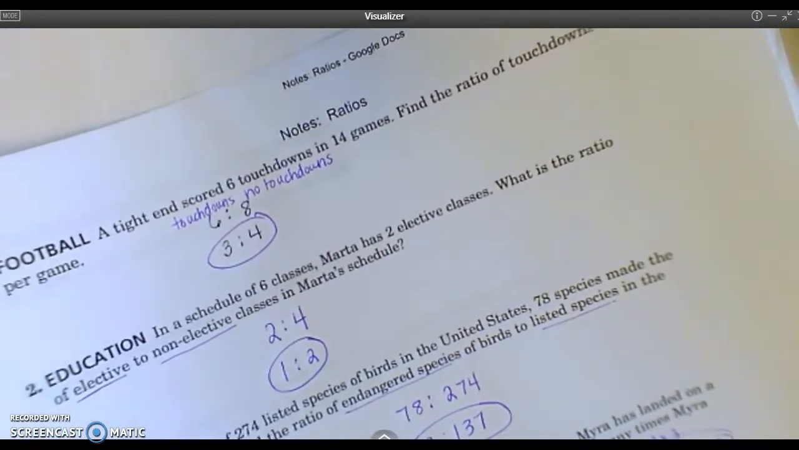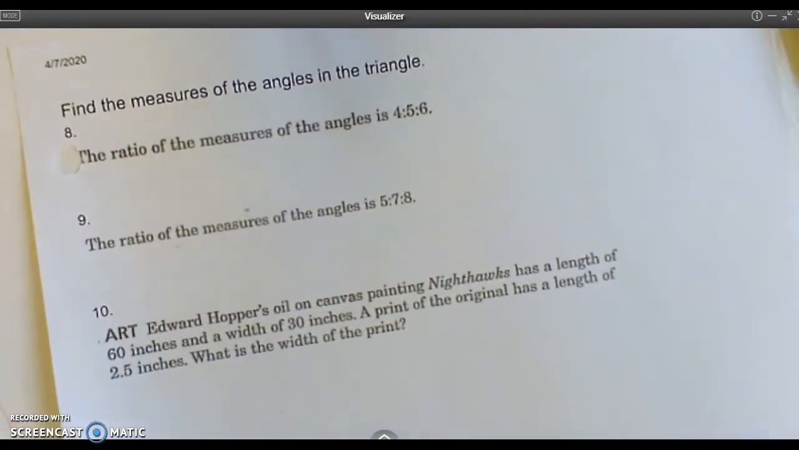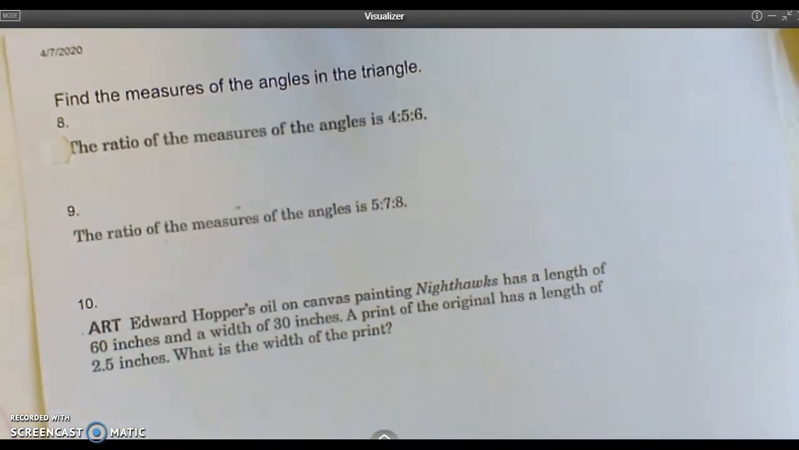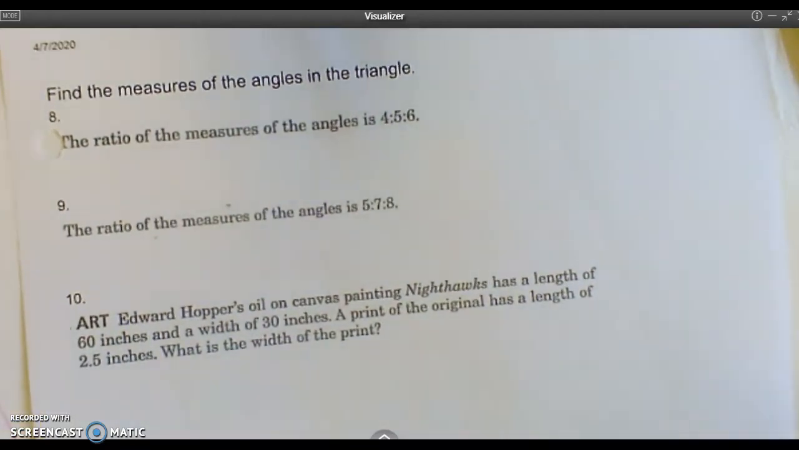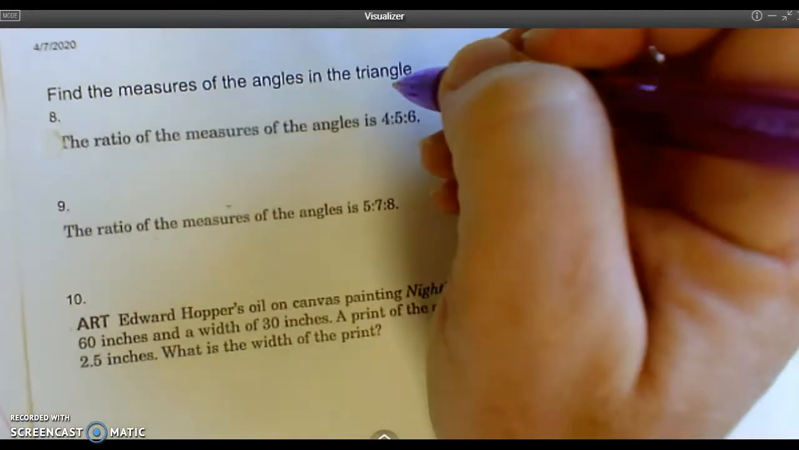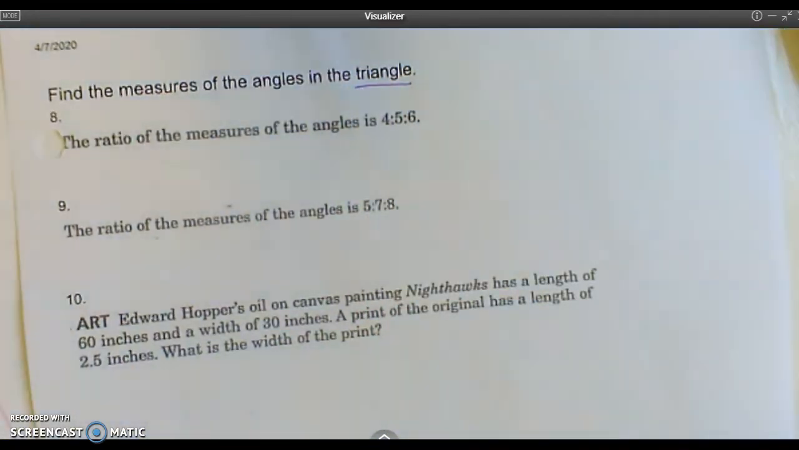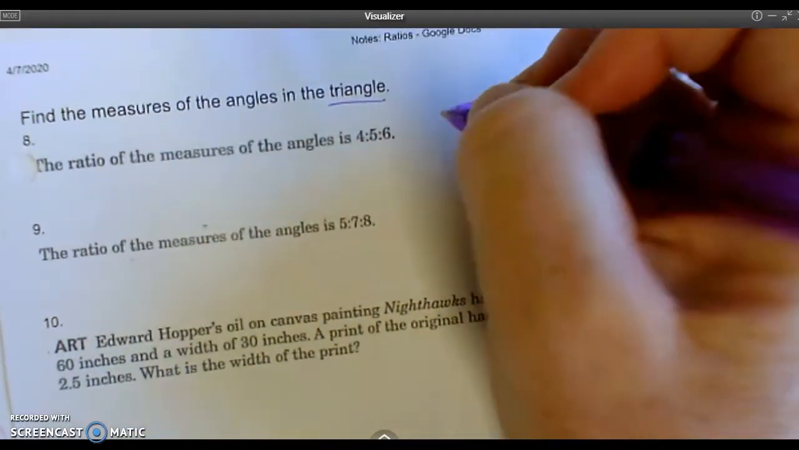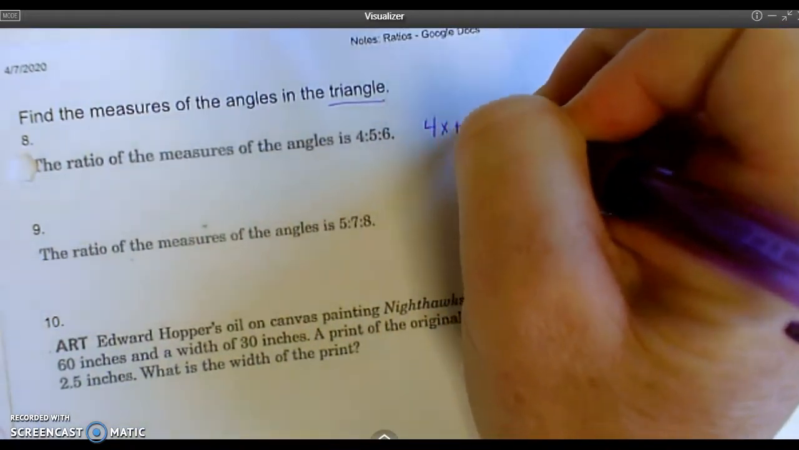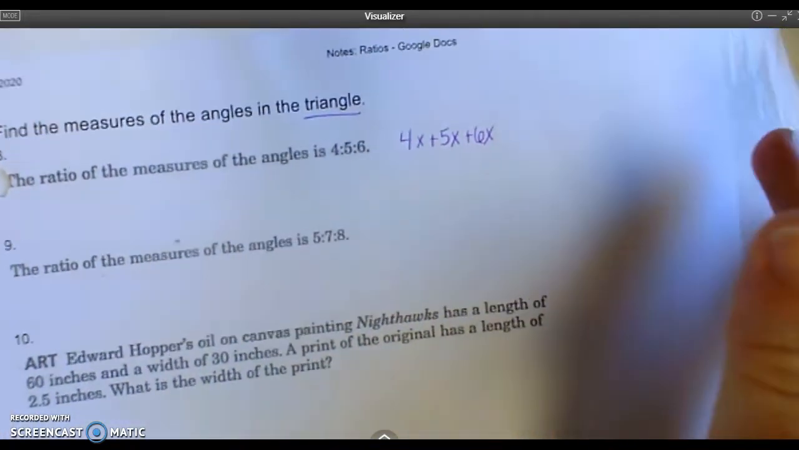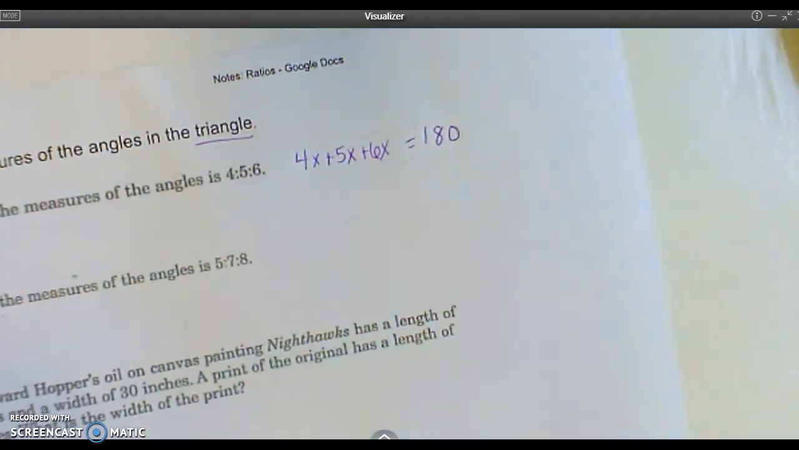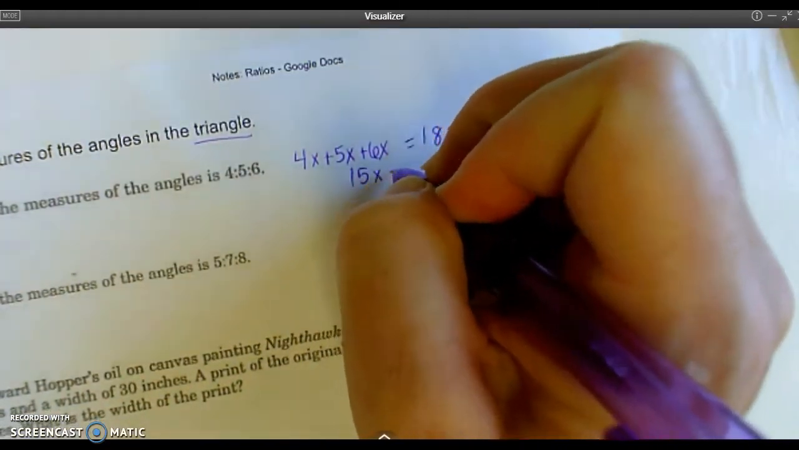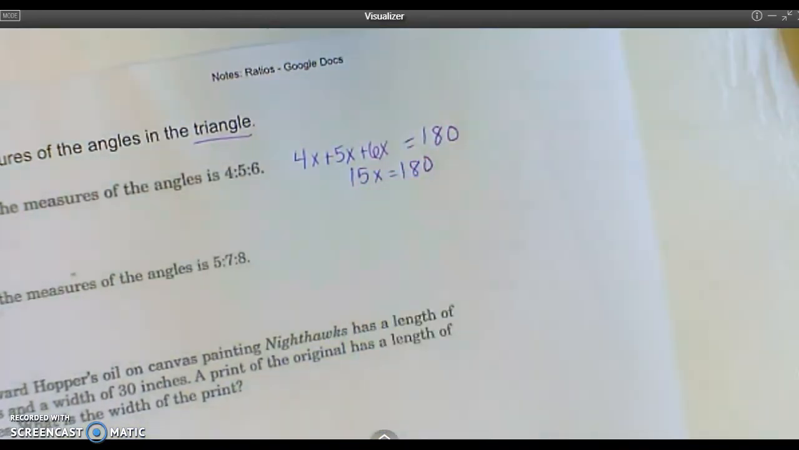Just a couple more problems here. Number 8 and number 9 are very similar. It asks for the measures of the angles, and it doesn't tell me what the total is. Well, if it's a triangle, I know that the total is 180. The angles in a triangle all equal 180. So I'm just going to add each of those and equal them to 180. So we have 4x plus 5x plus 6x equals 180. And then we divide by 15.